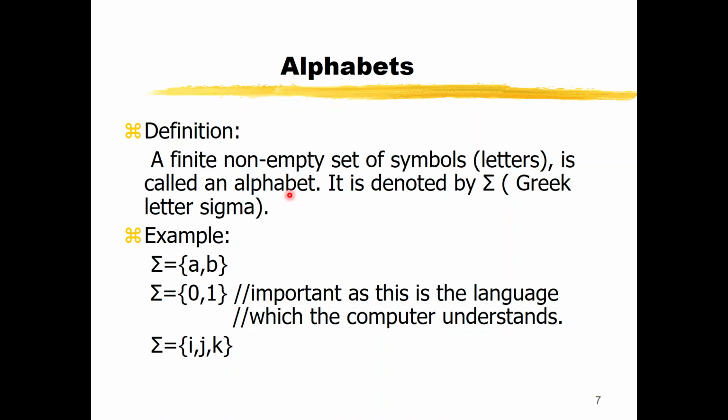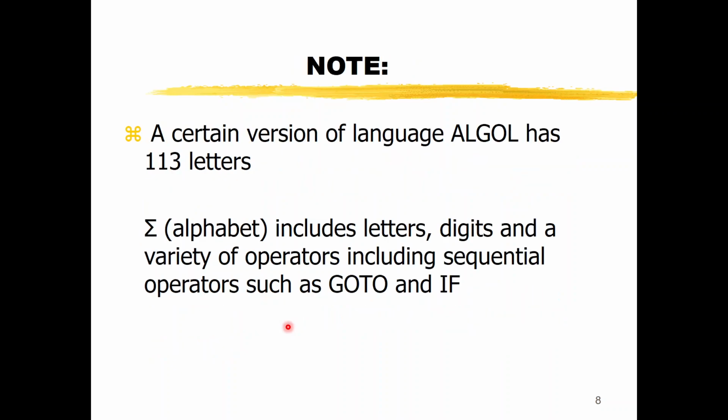So you can call alphabets, for example, in English, A, B, C. These are all alphabets. And for example, if you have some languages, the alphabet can be A, B, the alphabet can be 0, 1, the alphabet can be I, J, K. So this is important. Why? Because the computer only understands these kinds of languages or these kinds of words. A certain language, Algol, has around 113 letters. The alphabet includes letters, digits, and a variety of operators, including sequential operators such as go to and if.